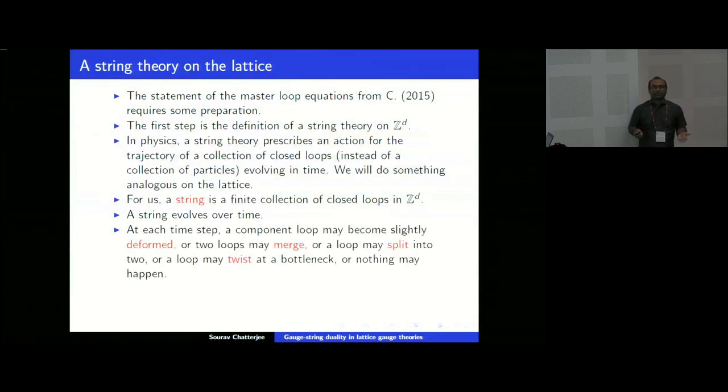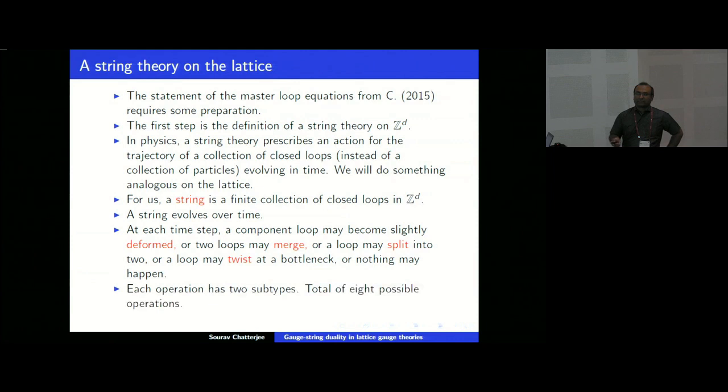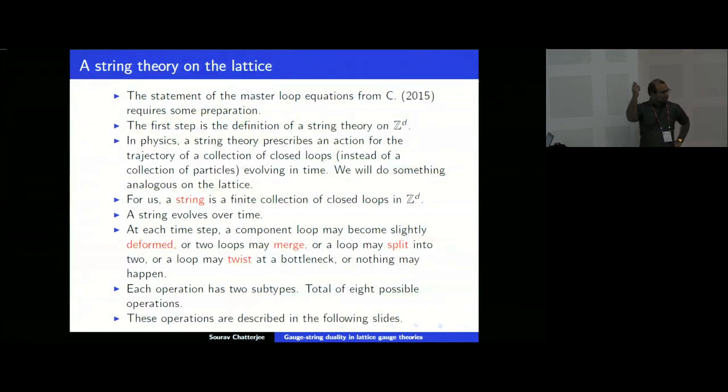And at each time step, for these component loops, four different things can happen. A loop can be slightly deformed, or two loops may merge, or a loop may split into two, or a loop may twist at a bottleneck. That's for a more general case. But each of these operations has two subtypes: these deformations, mergers, splittings, and twistings. So there are eight possible operations. And I'll just describe these operations diagrammatically, very briefly.